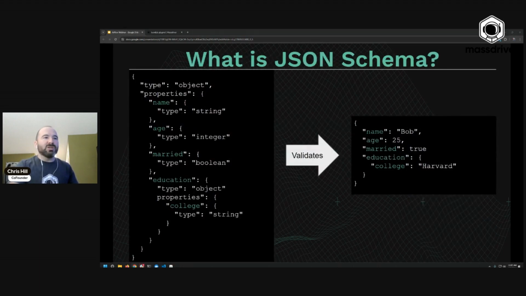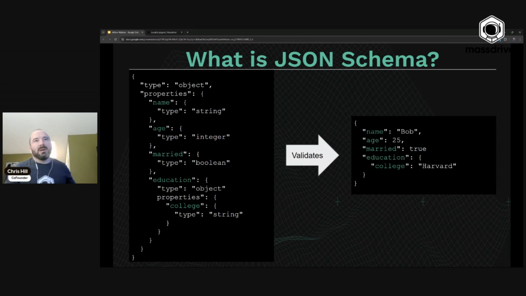So what is JSON schema? JSON schema is a specification that allows you to define the expected structure of a JSON object and then validate any arbitrary JSON object or structure against it and see whether the JSON matches the schema or not.